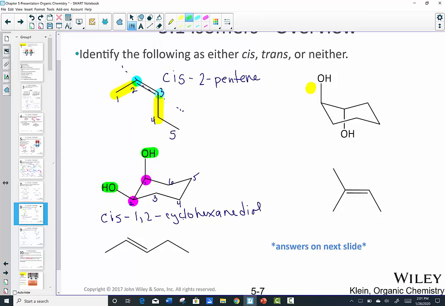Now, here's the two carbons in the double bond. One of them is leading down, and the other attachment is leading up. So that indeed is a trans conformation. Think of that double bond. One is above the plane, one is below the plane. We have 1, 2, 3, 4, 5. That's trans 2-pentene.